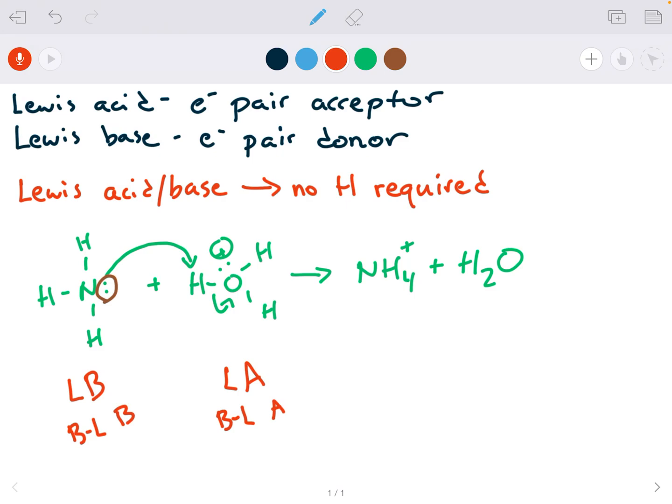So every Bronsted-Lowry acid is a Lewis acid, and every Bronsted-Lowry base is a Lewis base. It's just that the Lewis definition expands beyond just hydrogens. So you don't have to be confused about whether something that's a Bronsted-Lowry acid is going to be a Lewis acid or Lewis base. It's going to be a Lewis acid. There's never going to be a Bronsted-Lowry acid that's a Lewis base in the same reaction.